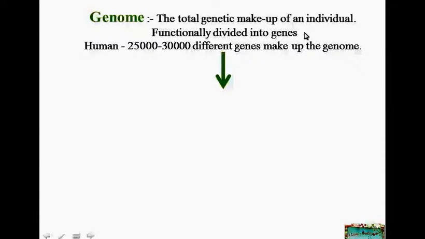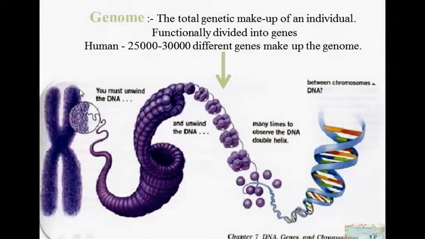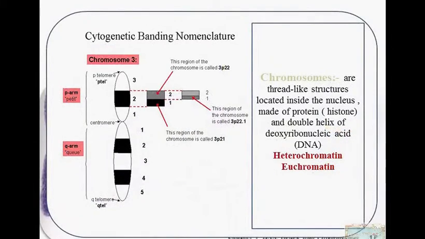It is functionally divided into genes, and in humans about 25,000 to 30,000 different genes make up the genome. The genome is split into 23 pairs of chromosomes, and each chromosome contains a long strand of DNA that is tightly packaged around certain proteins which are known as histones. So what exactly are chromosomes? They are thread-like structures located inside the nucleus, made up of proteins, that is histones, and a double helix of deoxyribonucleic acid. Now these chromosomes have two regions or areas.